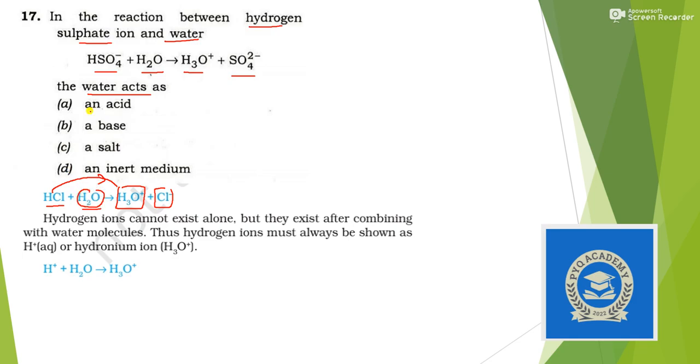Okay, so in this question you can see the acid is releasing an H plus ion and the base is accepting the H plus ion. So according to this, H2O should be a base, and this should be an acid. So water acts as a base in this example.